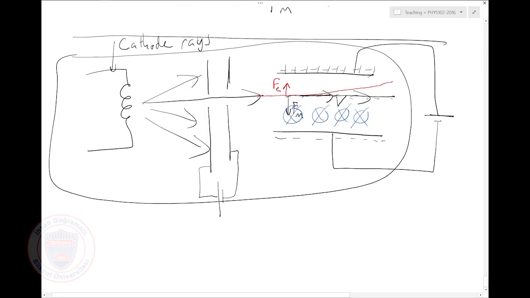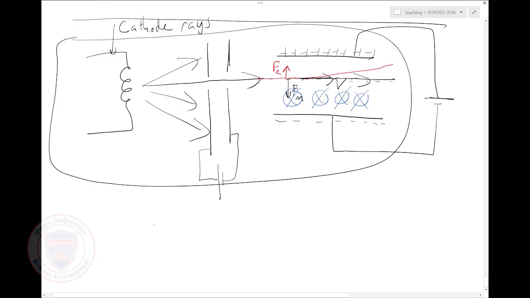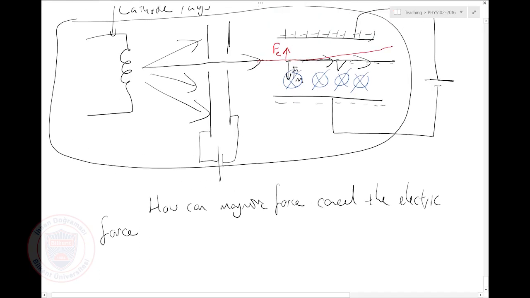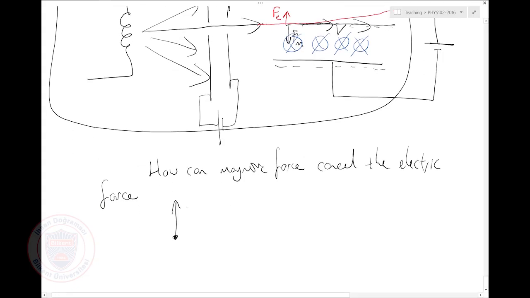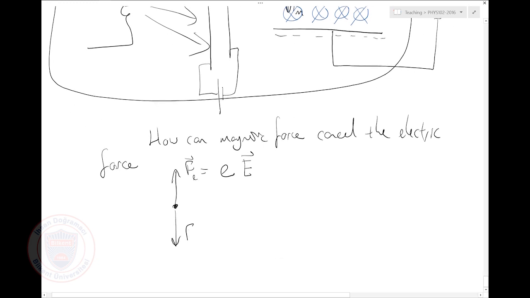Okay. Now why is that useful? Let's find out. How can magnetic force cancel the electric force? Well, what's the electrical force on the electron here? F electrical is going to be charge of the electron, which we are going to show as E, times electric field, and he knows the electric field because he designs the capacitor. How about the magnetic force? It's going to be Q V cross B.